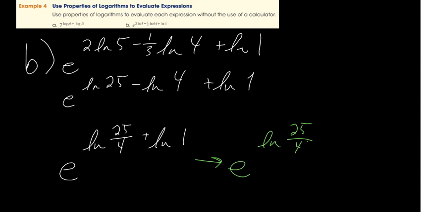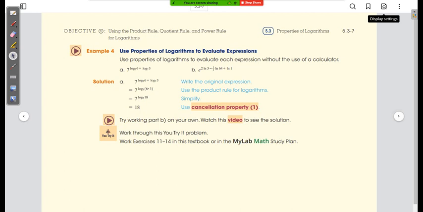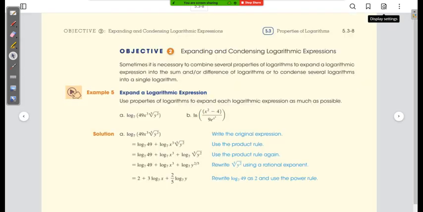And I believe that covers it. Yeah, okay. So again, the new thing that we learned here is that the natural log of 1 is equal to 0. Other than that, we just did our power properties there. All right. Now we will expand.